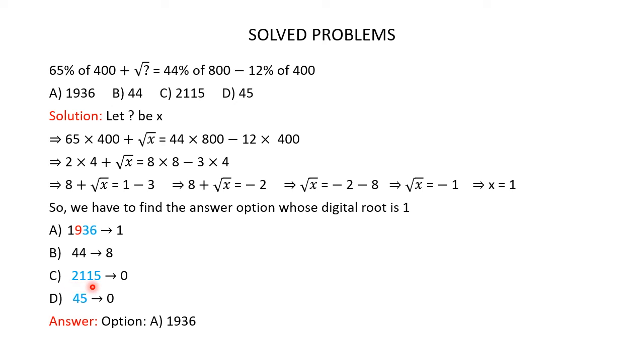Option C is 2115. 2 plus 1 plus 1 plus 5 is 9, which is nothing but 0. 0 is the digital root here. Option D is 45. 4 plus 5 is 9, which is nothing but 0. So 0 is the digital root here. When you observe all these options, you'll notice that option A has a number whose digital root is 1. So the correct answer is option A, 1936.